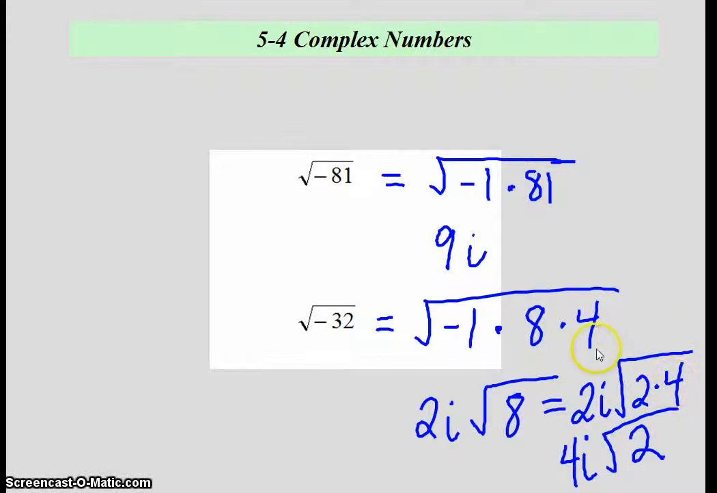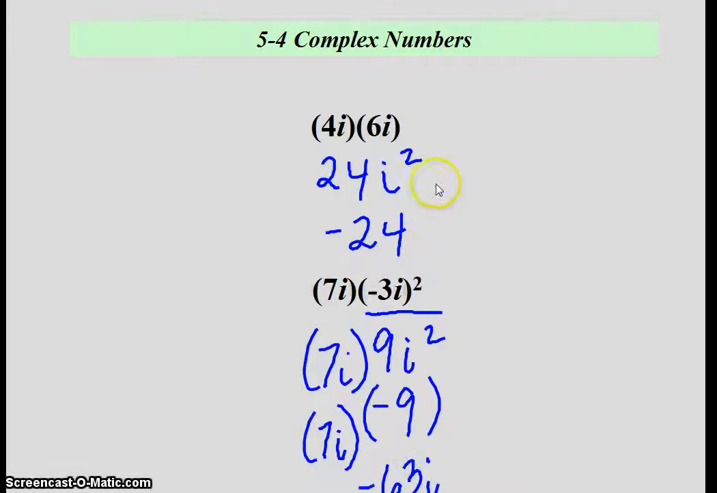So if I take that root out, the square root of 4 is 2. I already have 2i, so if I multiply 2, which is the square root of 4, times my 2i that I already have, I get 4i now. This is my 2 that I could not take the square root of. So I have 4i times the square root of 2.